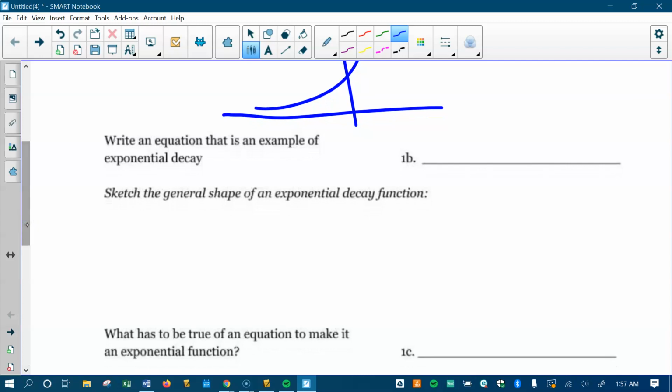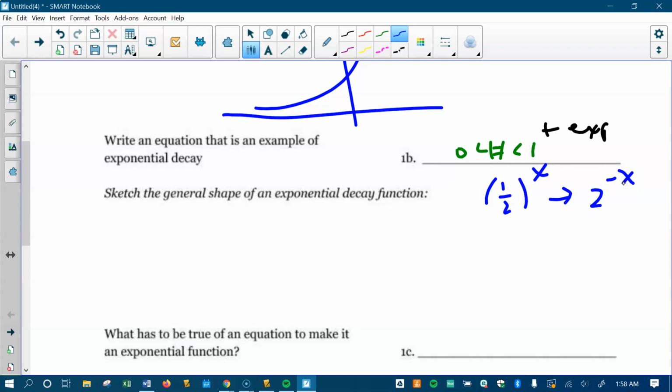An example that is an exponential decay is going to be a number in between 0 and 1. I'm just going to change this and make it a little bit cleaner. A number that's in between 0 and 1 raised to a positive exponent, so I'll just give you an example, something like 1/2 to the x. Or you could have 2 to the negative x. So you could have a negative exponent if you want to, and then a base that's bigger than 1.